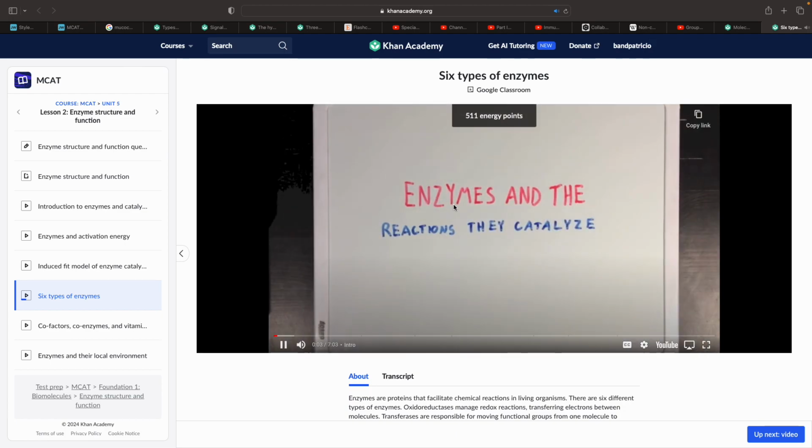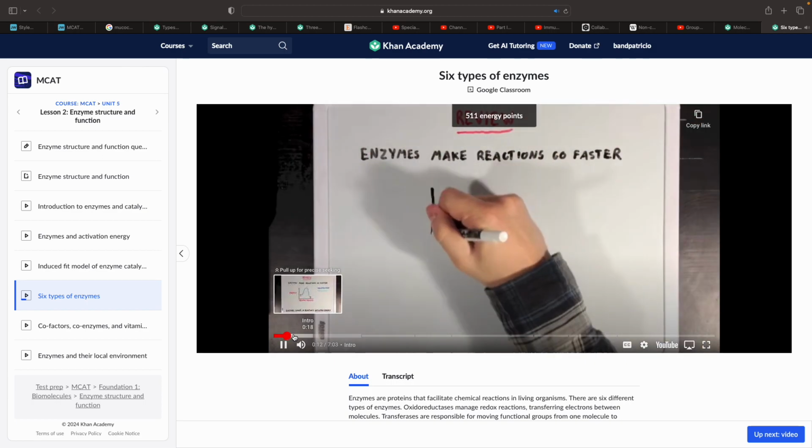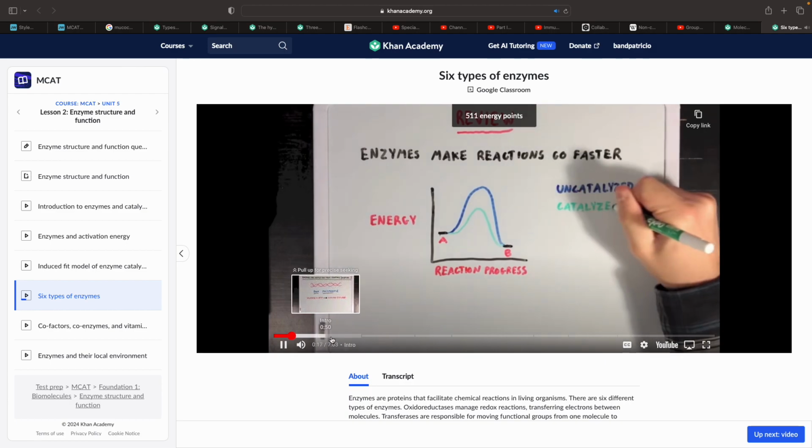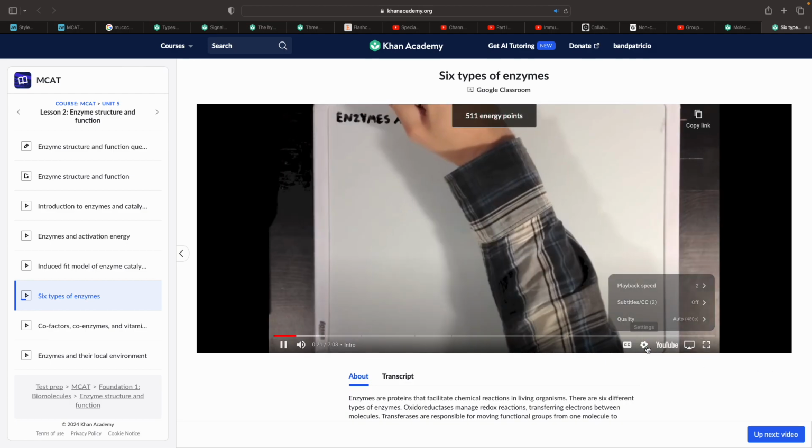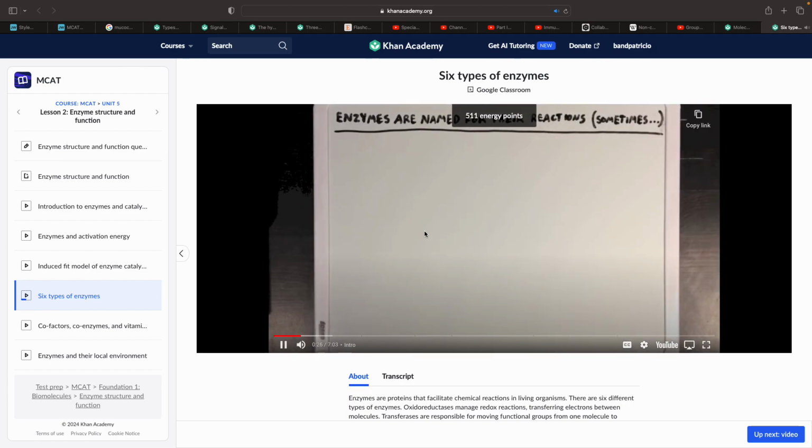So today we're going to talk about enzymes and all the different kinds of reactions that enzymes can catalyze. But before we do that, let's review the idea that enzymes make biochemical reactions go faster. If you look at a reaction coordinate diagram, you'll notice that enzymes speed up reactions by lowering their activation energy. Now, enzymes are generally named for their reactions, which is convenient because it makes it a lot easier to remember what an enzyme does if someone gives you its name.